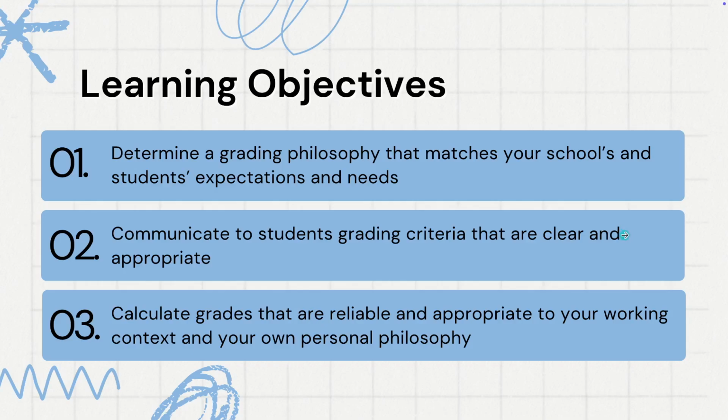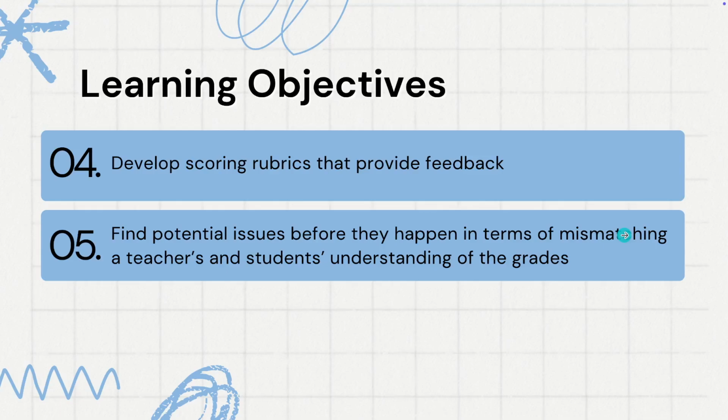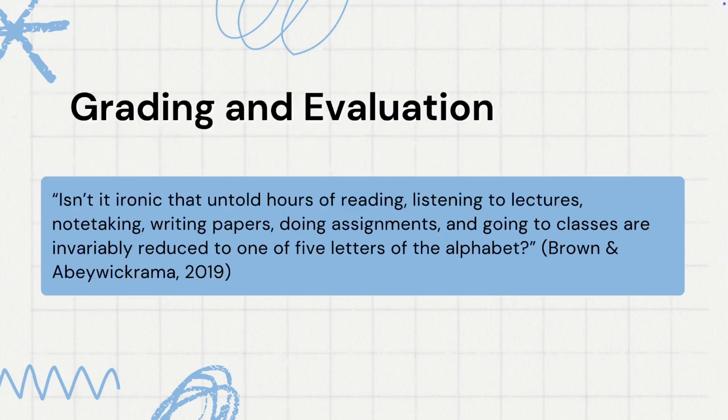All right, so the learning objectives today. First, determine a grading philosophy that matches your school's and students' expectations and needs. Communicate to students grading criteria that are clear and appropriate. Calculate grades that are reliable and appropriate to your working context and your own personal philosophy. Develop scoring rubrics that provide feedback. And finally, find potential issues before they happen in terms of mismatching a teacher's and students' understanding of the grades. All right, let's jump in.